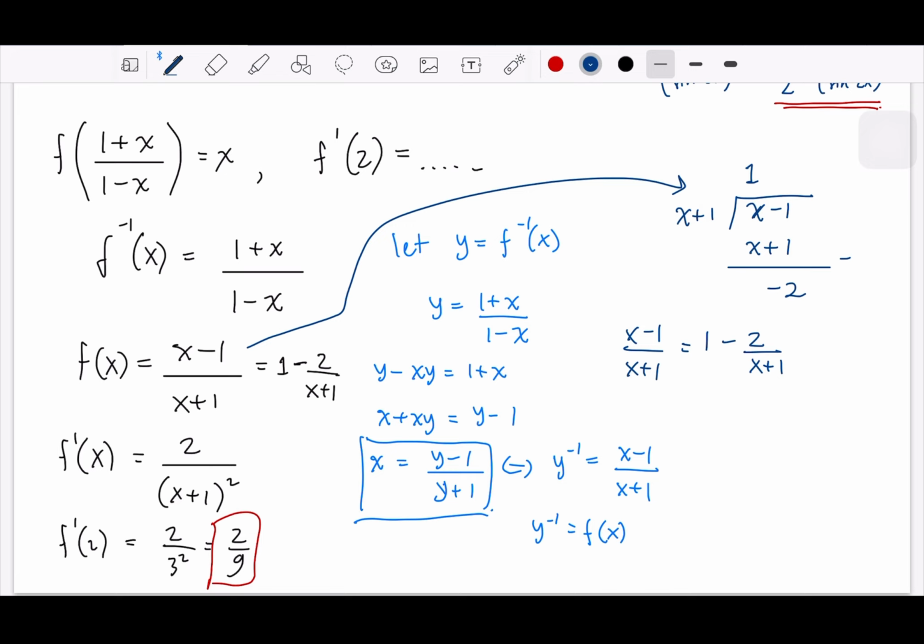And if we want to derive, 1 becomes 0, negative 2, and then d dx of 1 over x plus 1. Basically we derive x plus 1, negative 1. We are going to have negative x plus 1 to the negative 2, in which we have negative 2 times negative 1 over x plus 1 squared. And then that's how we can get it's positive.